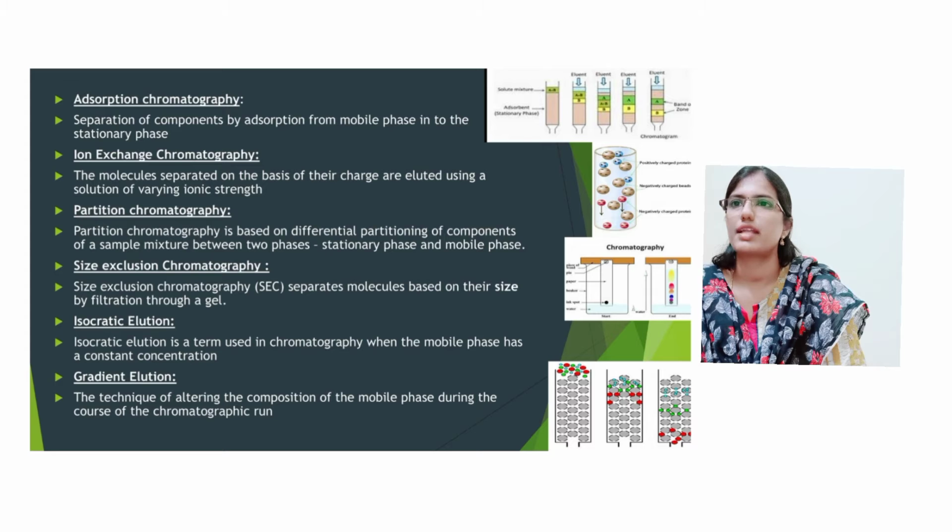The first one is adsorption chromatography. Adsorption chromatography is nothing but separation of components by adsorption from the mobile phase into the stationary phase. The next one is ion exchange chromatography. The molecules are separated on the basis of their charge and are eluted using a solution of varying ionic strength.